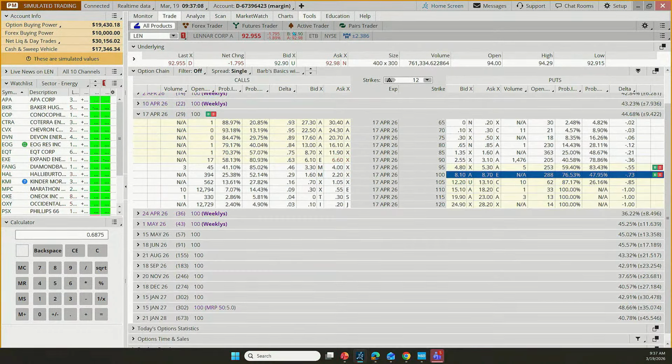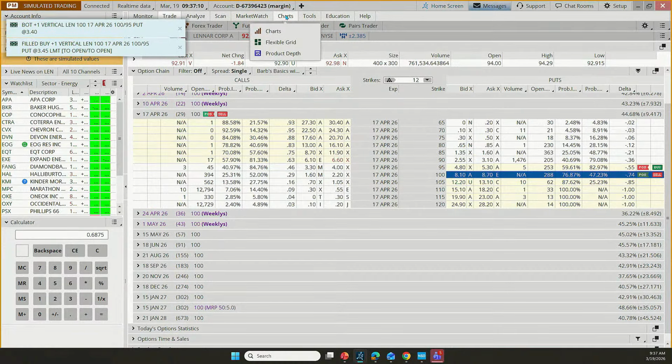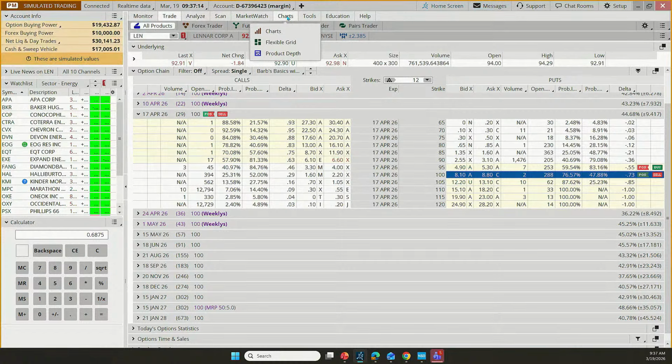Okay, so that's Lennar. Now, I wanted to look at one more. Would you guys like to see one more example trade? So somebody's asking, do you calculate how much the stock has to move to hit your target? I do not.